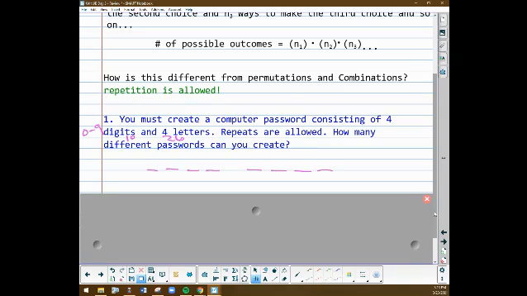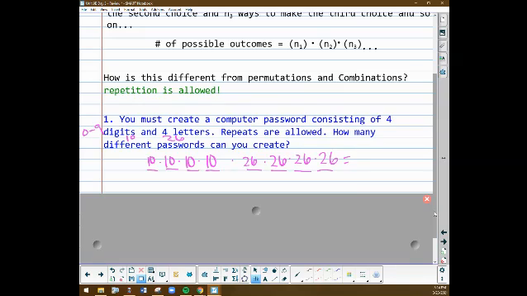0 is a digit, so that means we have 10 options for digits. How many different passwords can we create? Well, if it starts with digits, I have 10 options for the first one, 10 for the second, 10 for the third, and 10 for the fourth. What about letters? I've got 26 options for the first, 26 for the second, 26 for the third, and 26 for the last one. Then ultimately we're going to multiply all these together.